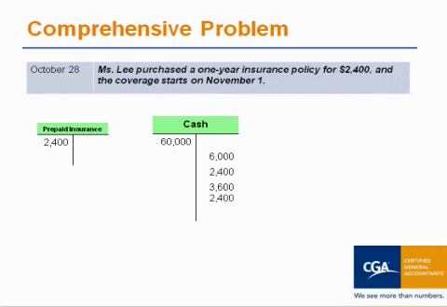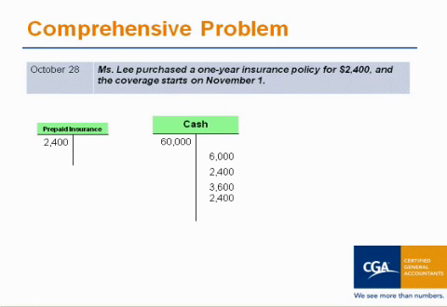Our next item is a transaction that took place on October 28th. Ms. Lee purchased a 1-year insurance policy for $2,400 and the coverage starts on November 1st. So she's received a bill. A 1-year insurance policy, when it's received, will be posted to prepaid insurance because we'll recognize the using up of the insurance over the full year, and that year period will be November 1st this year until October 31st next year. So we will debit prepaid insurance and recognize the asset by debiting the account $2,400.